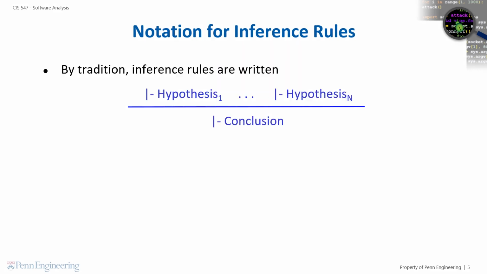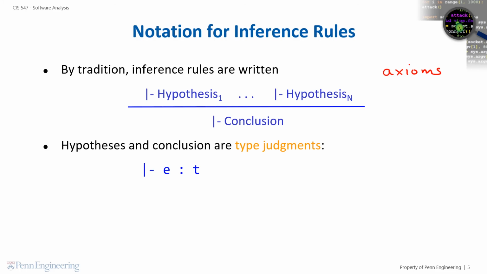Traditionally, inference rules are written in the following way. Each inference rule has one conclusion and 0, 1 or more hypotheses. The hypotheses are considered to be conjoined, ANDed together. They must all be true in order to derive the conclusion. Inference rules without any hypotheses are called axioms. Their conclusions are statements we take to be fact without any preconditions.